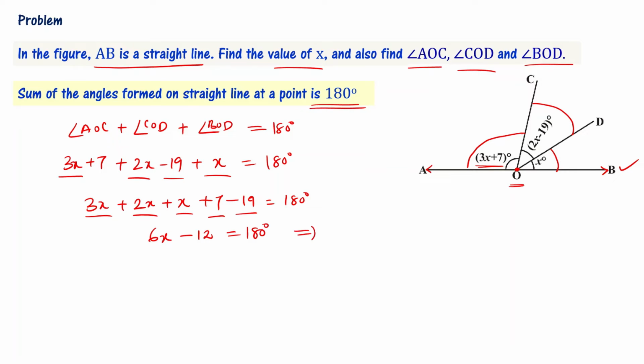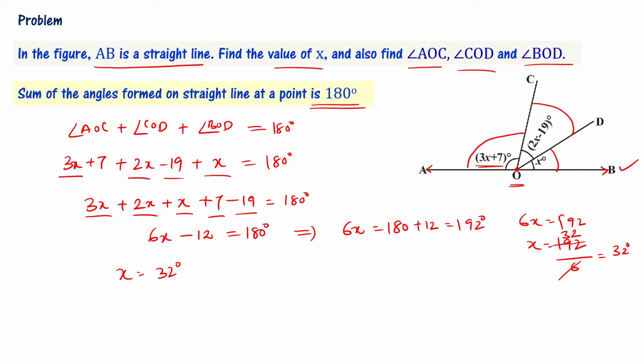Now I can write this as 6x equal to 180 degrees plus 12 degrees, that is equal to 192 degrees. 6x equal to 192. It means x equals 192 divided by 6, right? 3 times 6 is 18, you have 1 remaining, so it is going to be 12, so 2. Right? So x is 32 degrees. x is 32 degrees. We found that.